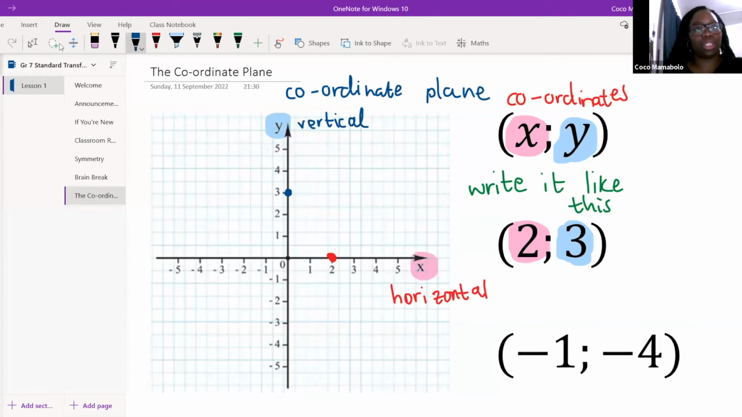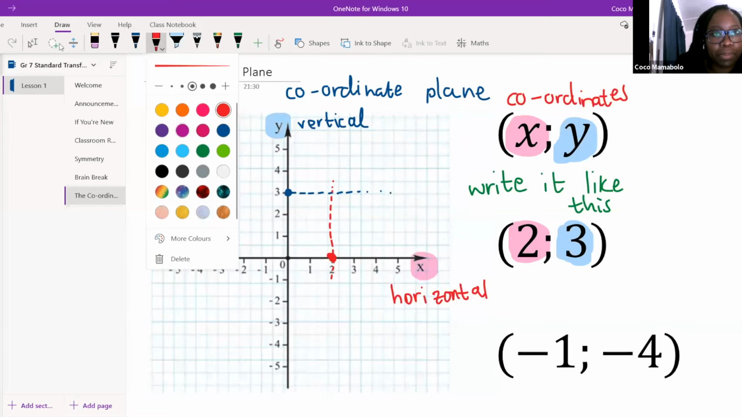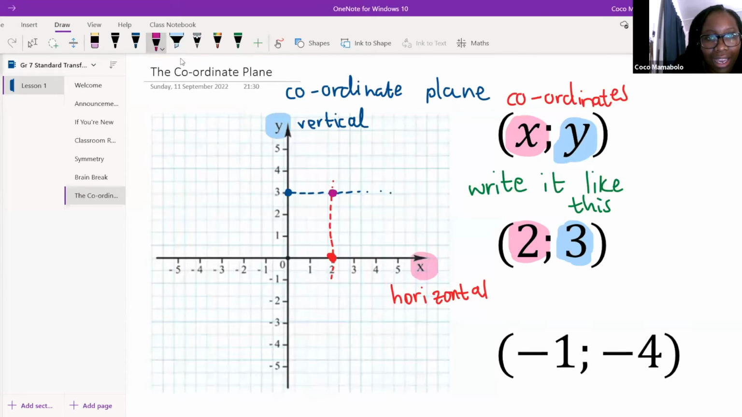And then I'm going to move them. I'm going to move the vertical dot that way and the horizontal dot that way until they meet at a point. I take my 3 and move it this way, and take my 2 and move it up. And this spot right here where they meet, that is my point 2; 3. Do you see how when I wrote it, I opened a round bracket, put a 2, then a semicolon, a 3, and then closed my bracket? Okay, let's try another one.